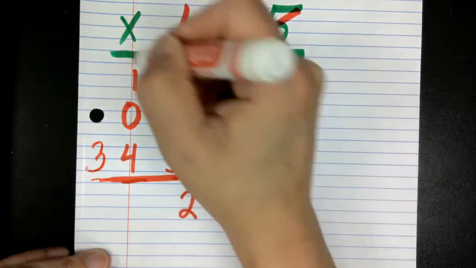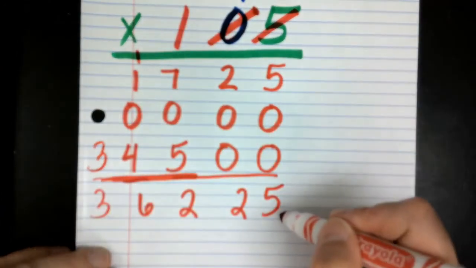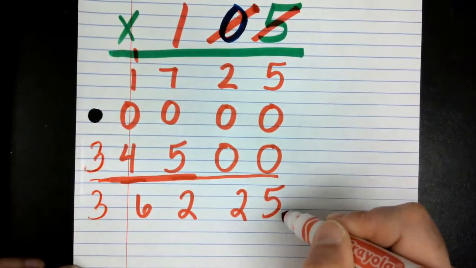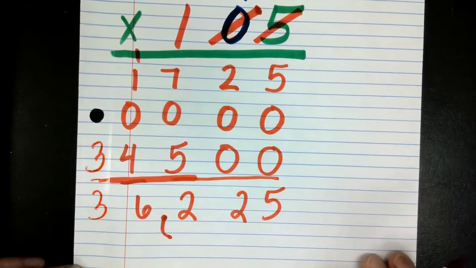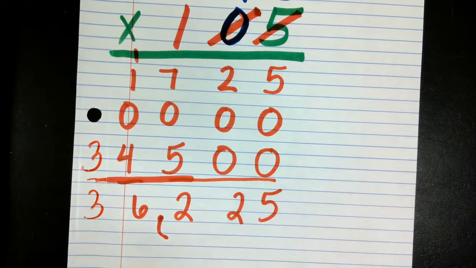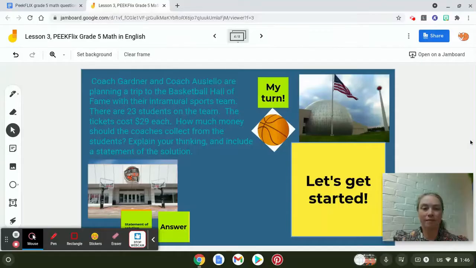This gives me my 12,456 and my 3. Again, I'm going to go over 3 positions, starting from my ones, 1, 2, 3, and I will put my comma there. All right, that's pretty much it. Let's move on to our questions of the day.